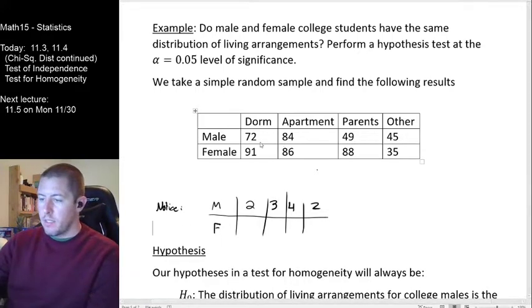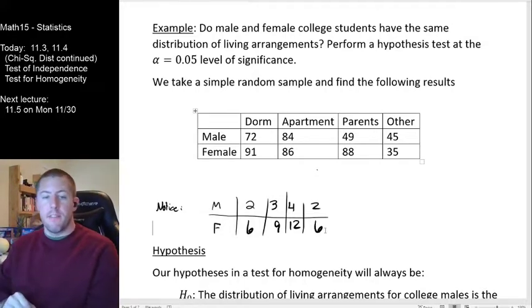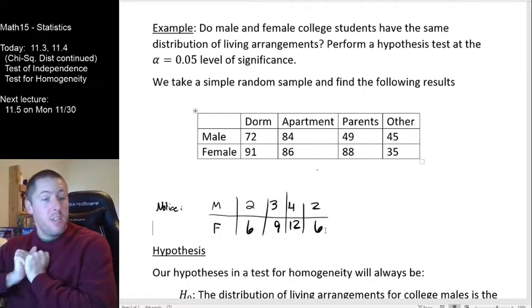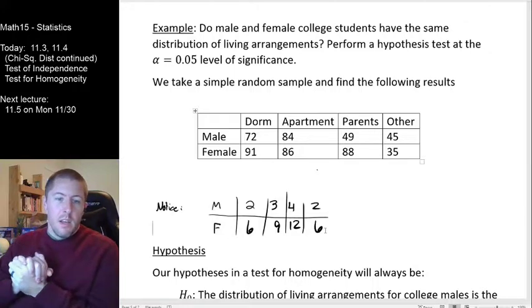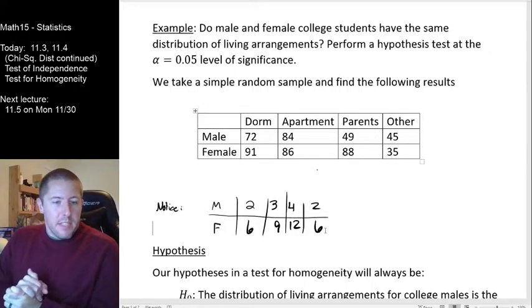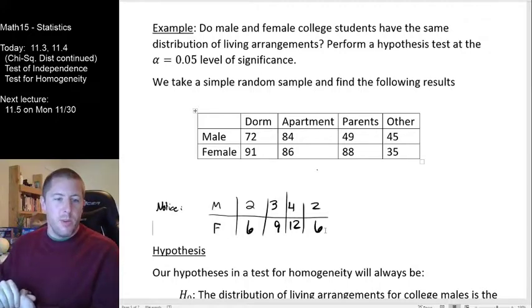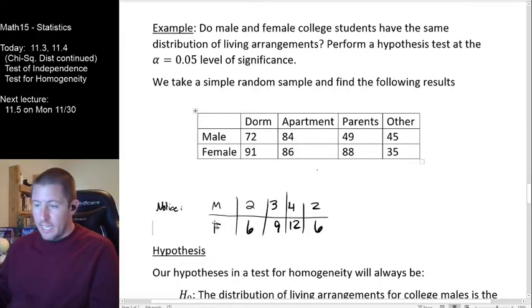So here's the thing I want us to be a little bit careful about. Suppose we ran across a table that looks like this. Would you say that the males and the females, for whatever we're observing, maybe this still is dorm, apartment, parent, other, have the same distribution or not? What's misleading about this table is it looks like things don't match up at all between the male and the female rows. I see 6 for the female, I see 2 for the male. I don't see any matches between the males and the females.